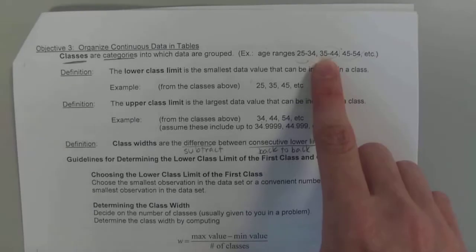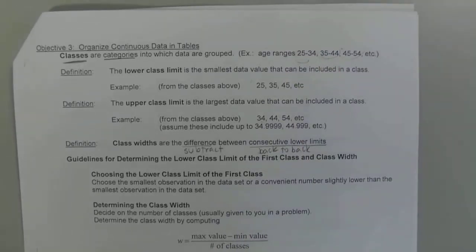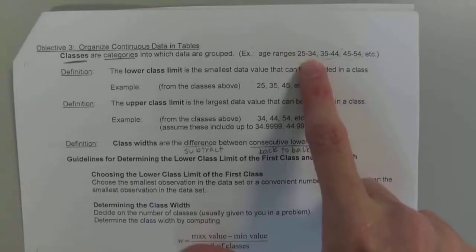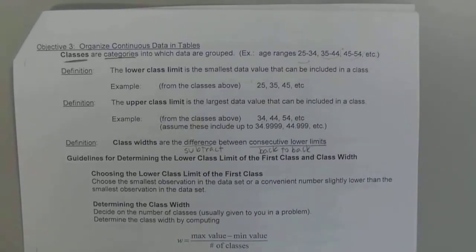So go up here, 35 minus 25, what's that difference? 10. So even though this stops at 34, that's holding 10 ages. And count them on your fingers, 25, 26, 27, 28, 29, 30, 31, 32, 33, 34, right? So I have 10 ages, and so that's what your class width is. But an easy way to do it is just subtract your lower limits. What else can you do? Subtract your upper limits, right? They're all the same width. So whether you do 44 minus 34, you're going to get 10.